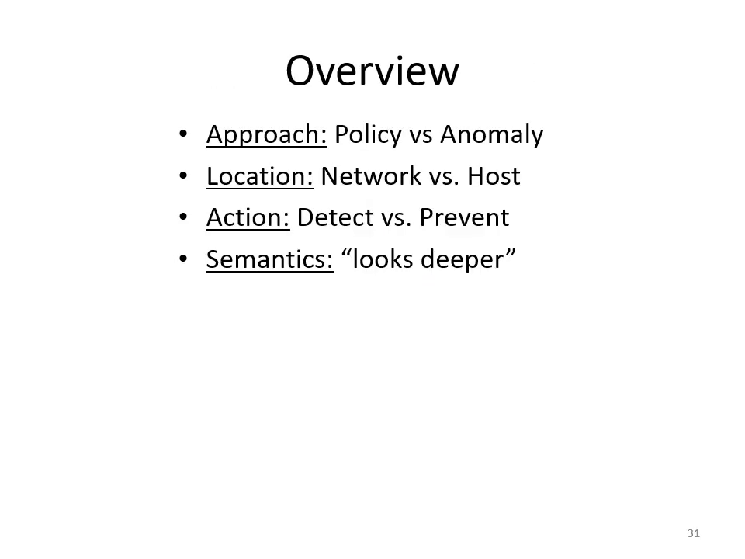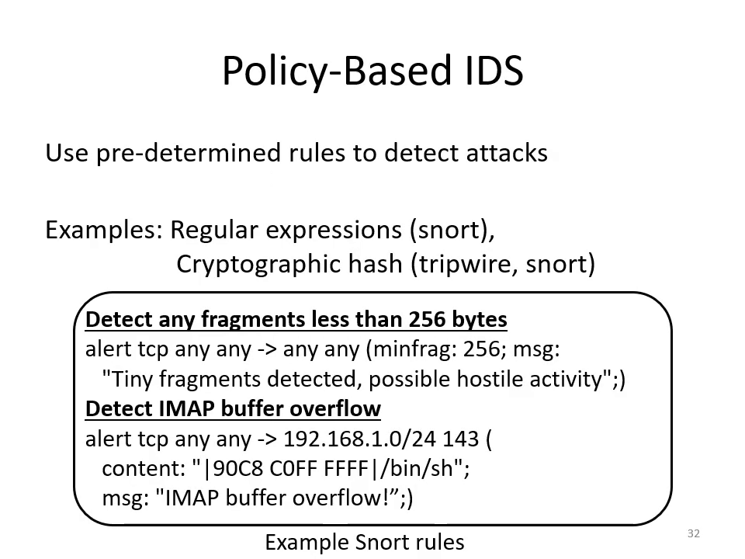So if we look at our taxonomy here, we're again going to have policy versus anomaly, network versus host, detect versus prevent. And here we get to look at the semantics in terms of how deep we look. Again, are we going to go up the application stack or not? A policy-based IDS is going to have handcrafted policies that say what we do not allow. So these are some predetermined set. You can download them off the internet. You can write them yourself. People have looked at research where you try to monitor traffic and then automatically generate the rules to use in an IDS.